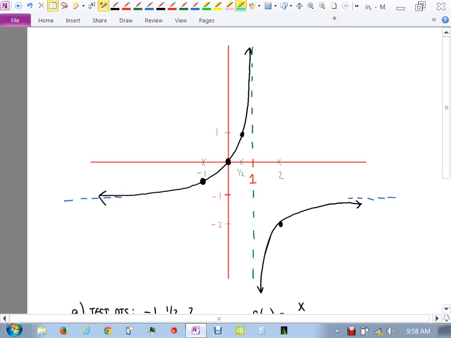I tell you that because students will draw things and I'll be like, what were they thinking? Like it doesn't even pass the vertical line test. It has to. So I look at this at the end, check it, vertical line test, I'm good. It's a function.